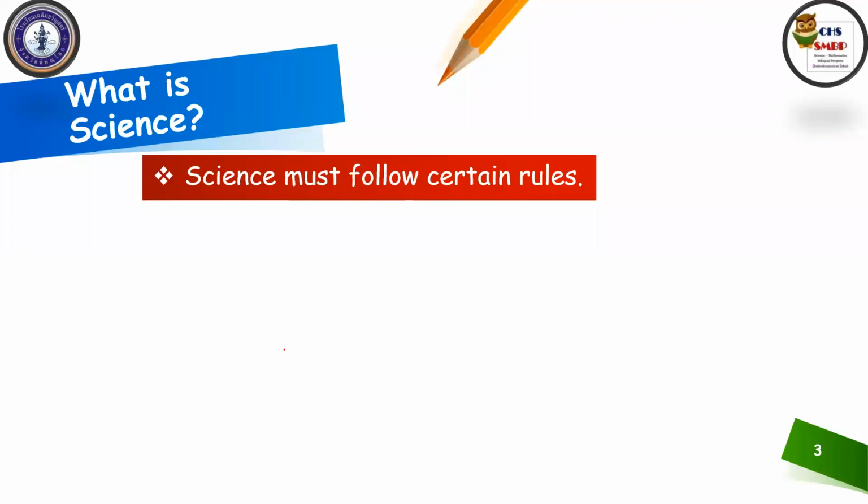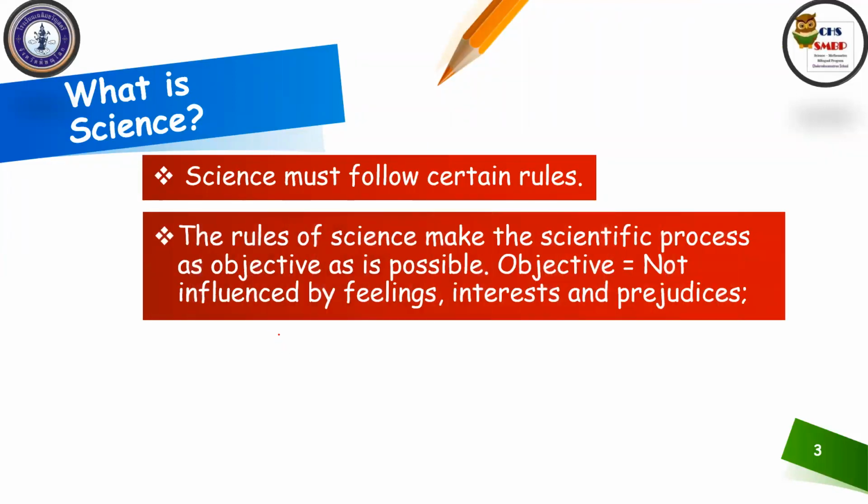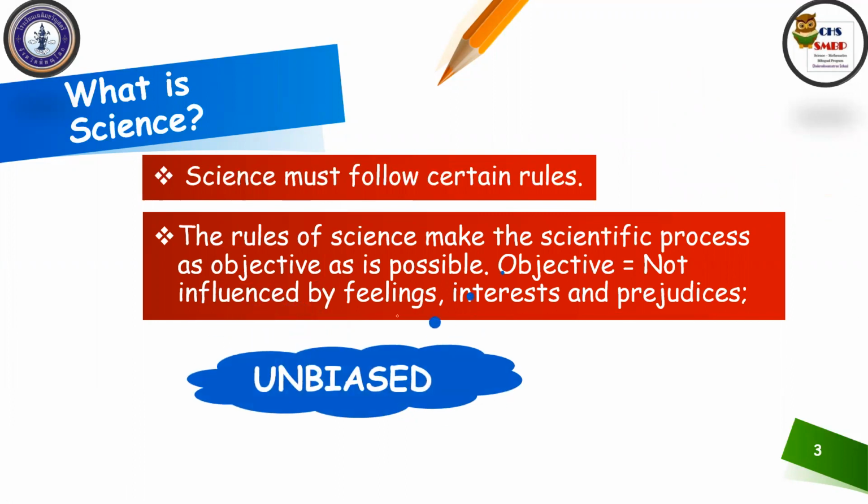Now, to conduct scientific experiments, scientists must follow certain rules. What are the rules? They have to be objective. What is objectivity? Objectivity means not influenced by feelings, interests, and prejudices. So they have to rely on facts and figures. They have to be honest to their research, and that's the way they can be objective, and ultimately they will be able to bring unbiased results.